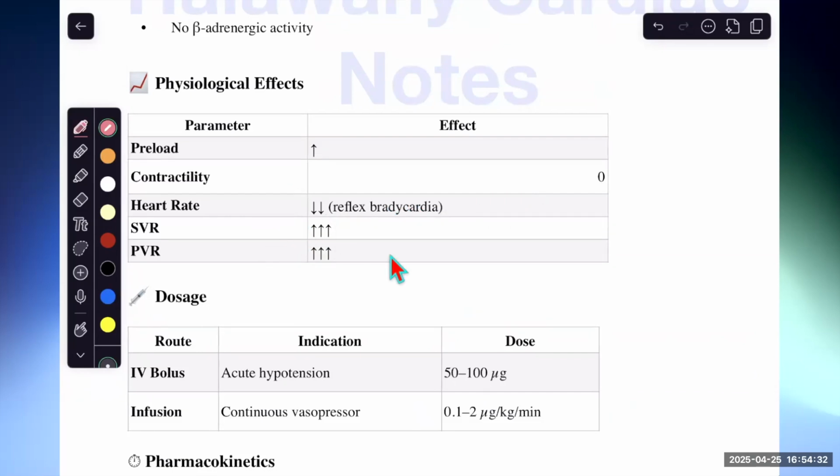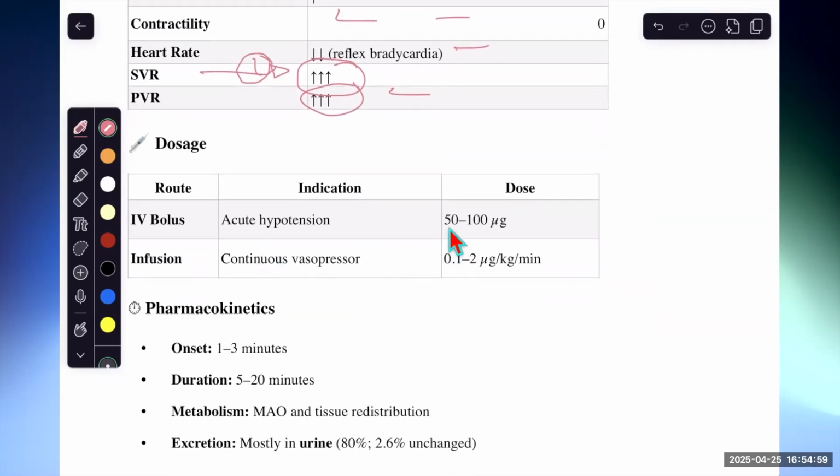Increase SVR, increase PVR. Okay. So this is the first thing. It's a vasoconstrictor, but it will also help: one, two, three, four. Keep it in your mind that it's a vasoconstrictor, but it will increase the preload, will not affect the contractility, will cause reflex brady, and it also increases the PVR. We are using it as 50 to 100 mic, even up to 200 mic as a bolus, no problem. Or you can use it as an infusion, from 0.1 to 0.2. Okay, so I can use it as an infusion or as a bolus.